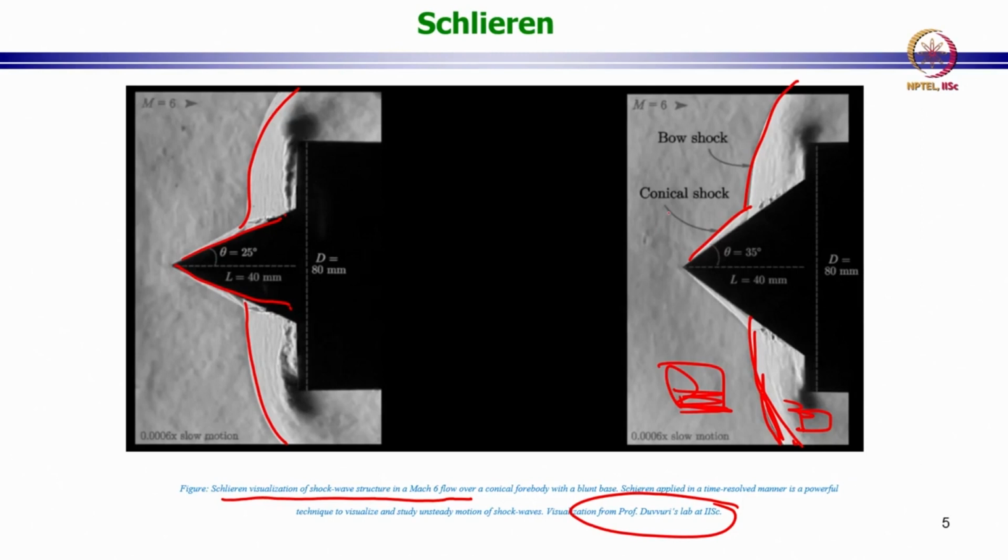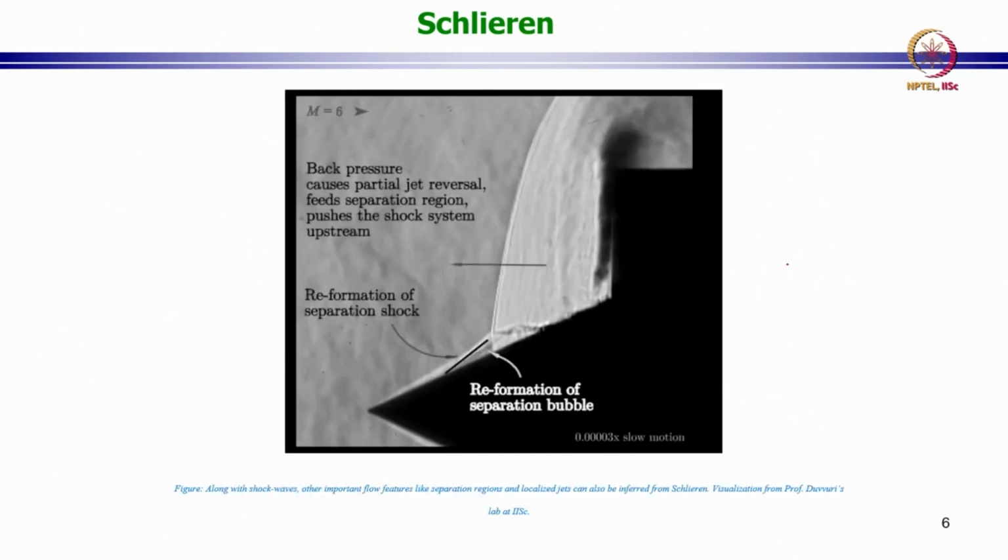Right. So, this is that. This is just to illustrate, for example, what you can visualize. For example, important flow features like separation regions and localized jets can be inferred. Again, this image comes from Professor Duvuri Subramaniam's lab at IISc. So, thank you Professor Duvuri for lending us this image.